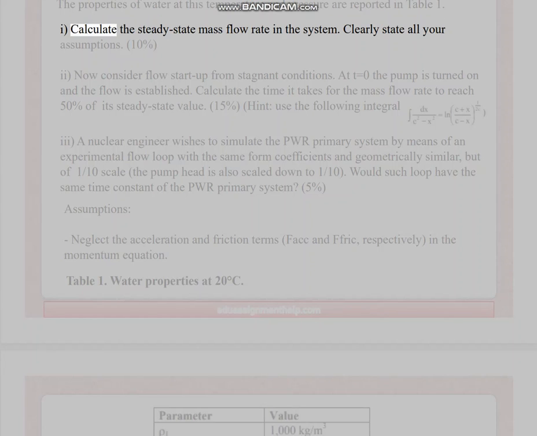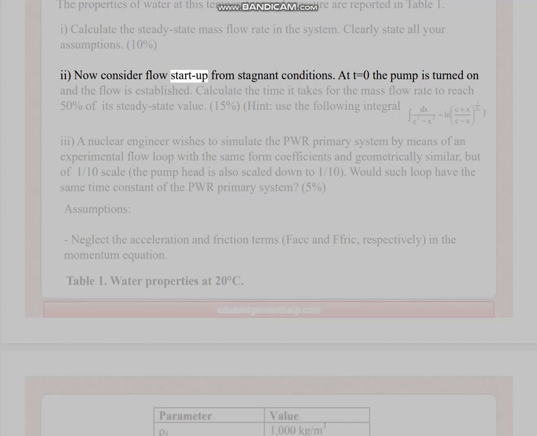1. Calculate the steady-state mass flow rate in the system. Clearly state all your assumptions. 10%. 2. Now consider flow startup from stagnant conditions. At t equals 0, the pump is turned on and the flow is established. Calculate the time it takes for the mass flow rate to reach 50% of its steady-state value. 15%. Hint, use the following integral.